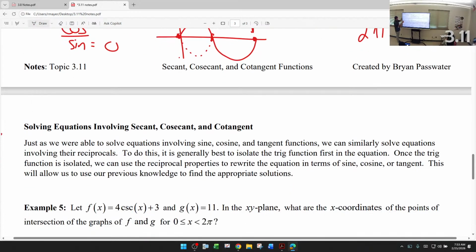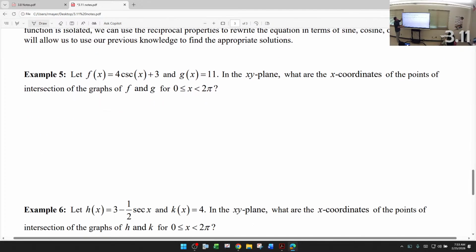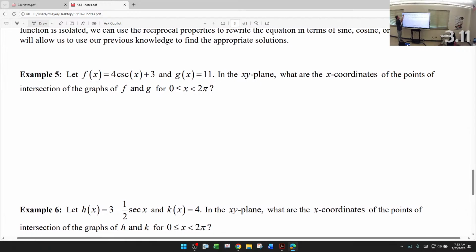What else do we have? In the xy plane, what are the x coordinates of the points of the intersection of the graphs of, oh my gosh, now this might be a calculator question. I don't know. It doesn't have one. I don't think it needs one because it's got good numbers. Let's look. So we got f of x here, and we have g of x. And g of x is nothing more than 11. So that's a constant at 11, just going straight across at 11. In the xy plane, what are the x coordinates of the points of the intersection of the graphs of f and g?